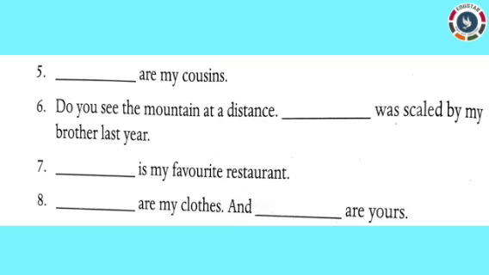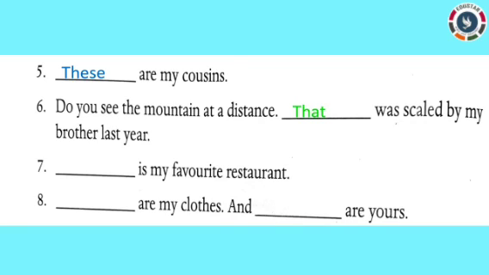Fifth sentence. Dash are my cousins. Cousins is in plural form and near to you. So use these. Sixth sentence. Do you see the mountain at a distance? Dash was scaled by my brother last year. Here, the noun is mountain, which is in singular form and at a distance. So use the demonstrative pronoun that.